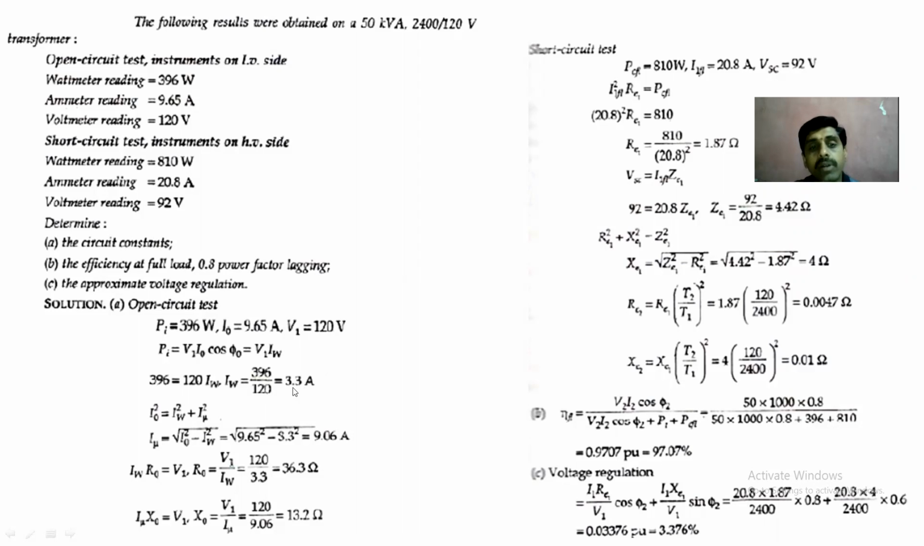If you know the working component of current, because they have given I0, the no load current, 9.65 amperes, therefrom you can get I mu, 9.06 amperes. So therefore, we can get R0, X0 values. R0 is V1 by Iw, that means I0 cos phi naught. X0 equals V1 by I mu, that is I0 sin phi naught. That means you got the R0, X0 values from the open circuit test.